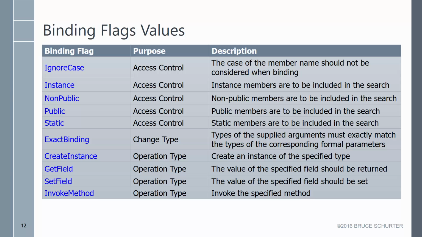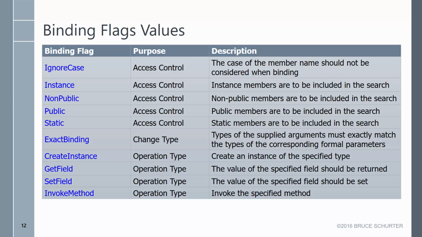Instance will make sure that any values that come back from the get methods are instance members. And as you can imagine, we have a static enum value as well to get static members. Then we have public and non-public. Those two binding flags are used to return either publicly accessible members or those members that are not publicly accessible, including private and internal, etc.